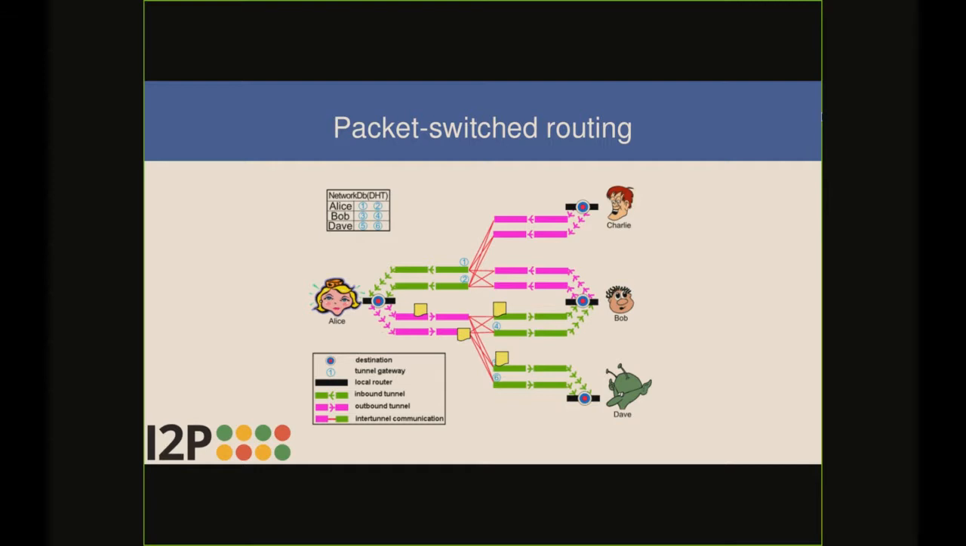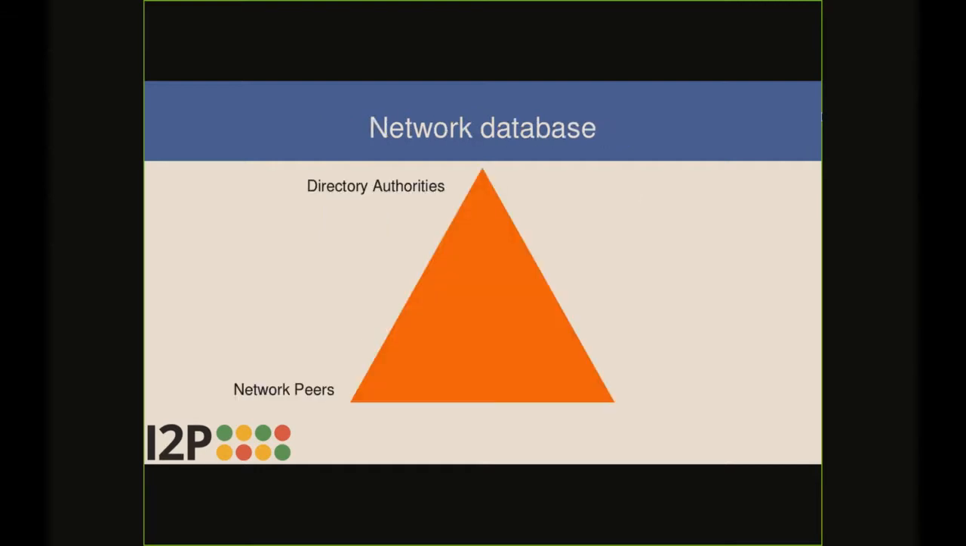Very fun, yes. The next bit that I want to touch on is the peer profiles, and so I have to mention the network database. In a system where you have directory authorities, like Tor or a mixnet system, the network peers will publish their information to the directory authorities, who can then create essentially a view of the network that then gets published down to the network peers.